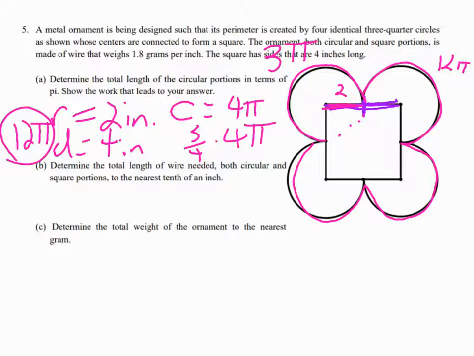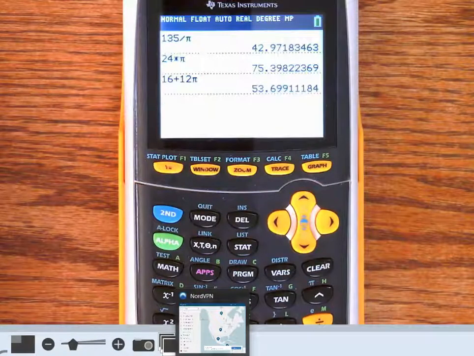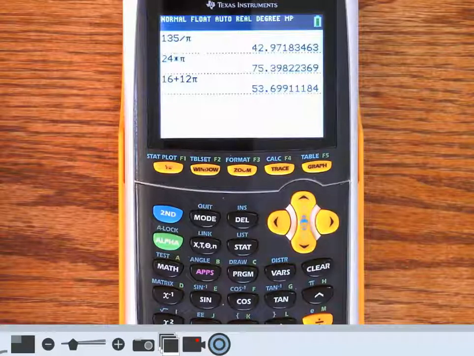Determine the total length of wire needed, both circular and square portions, to the nearest tenth. Now, it did tell us that 4, 4, 4, and 4, so that's 16 inches for the square part, plus 12 pi for the circular parts. And then I'm going to type that into my calculator. So 16 plus 12 pi, 53.69911. I believe it said to the nearest tenth of an inch. So 53.7.